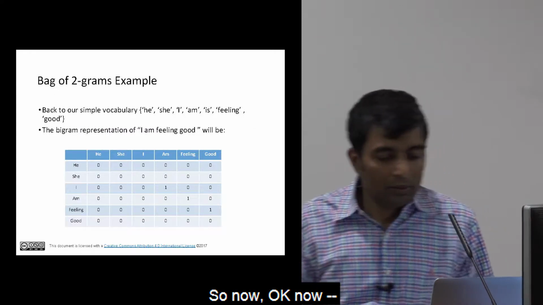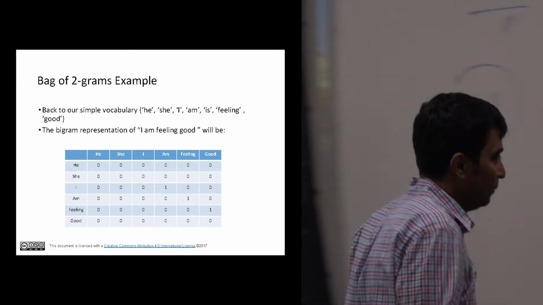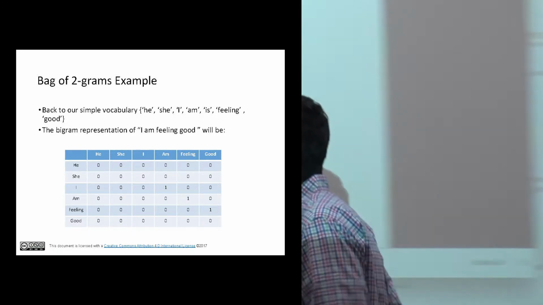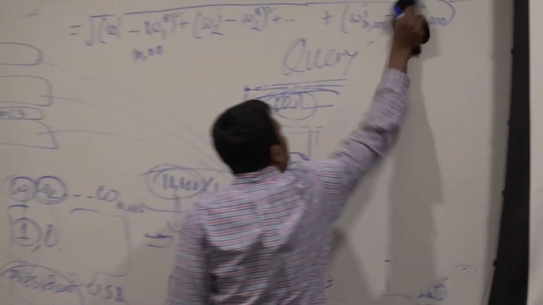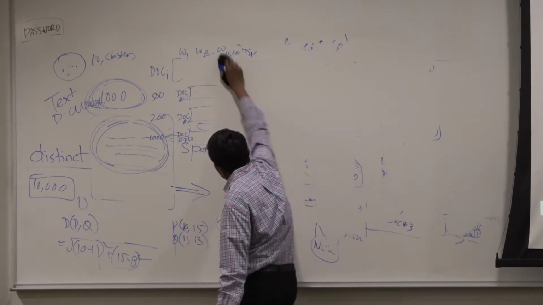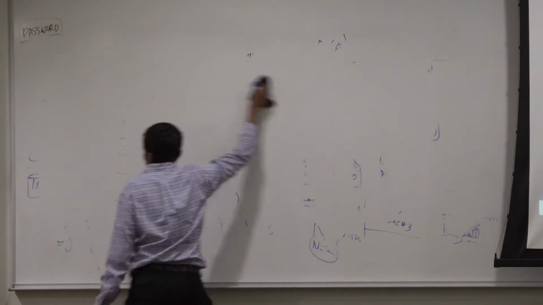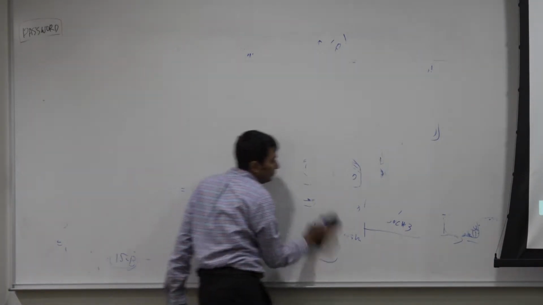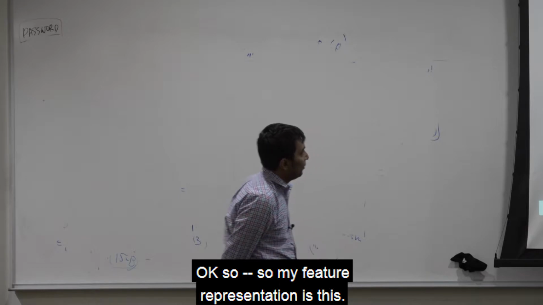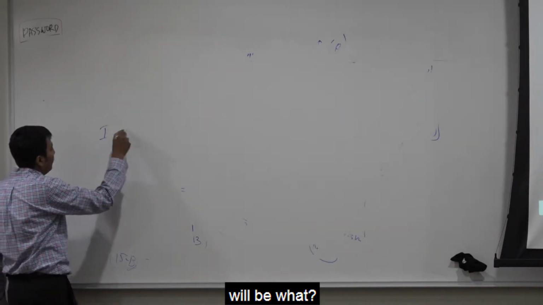So now, okay, my feature representation is this: he, she, I am feeling good, and the bigram representation will be I am, feeling good, will be what?